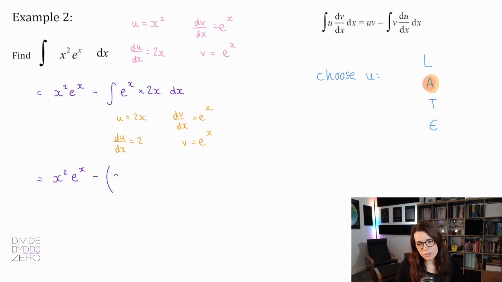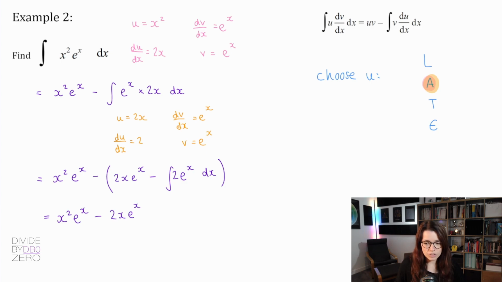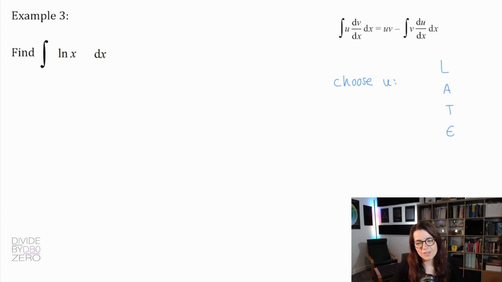So uv, 2x e to the x, minus integral of e to the x times 2 in this case. So I'll just stick the 2 in front, close brackets. Now, that's the same as x squared e to the x minus 2x e to the x. And then just being careful of that double negative there, minus, that's going to be plus 2 e to the x when I integrate that. Plus c this time because it is an indefinite integral with no limits. And that's it.